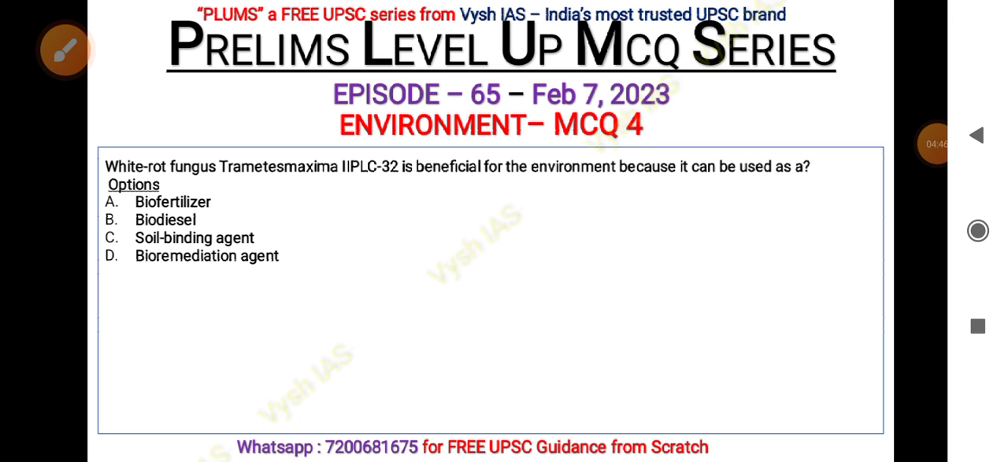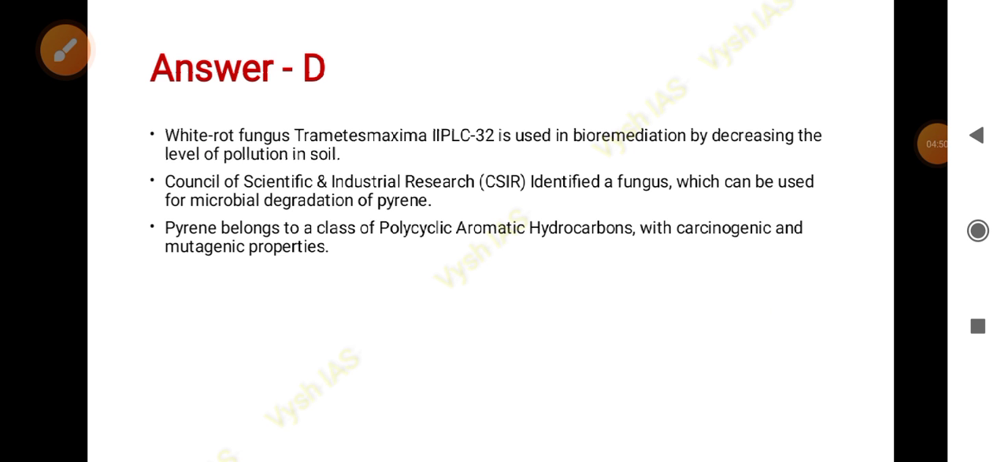Let us see the answer. Answer is D. This white rot fungus, Trametes maxima, IIPLC 32, is used as a bioremediation agent, it decreases the level of pollution in soil. And please comment what is actually bioremediation. I've taught you as well in the environment lectures. The Council of Scientific and Industrial Research has identified a fungus which can be used for microbial degradation of pyrene. What is pyrene? Pyrene belongs to a class of polycyclic aromatic hydrocarbons, also known as PAHs. These are very carcinogenic as well as mutagenic. It can mutate our DNA. So that's how this one is beneficial.